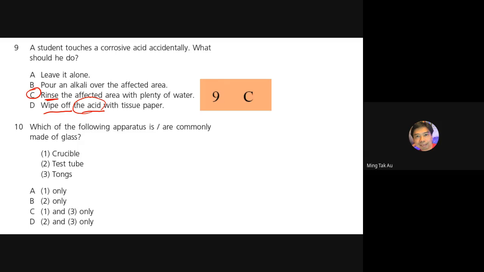Which of following apparatus is or are commonly made of glass? So what is your answer? Class number 6. Boy. 6. Boy. Correct. Very good.